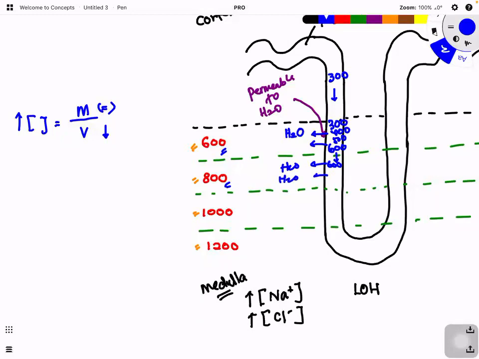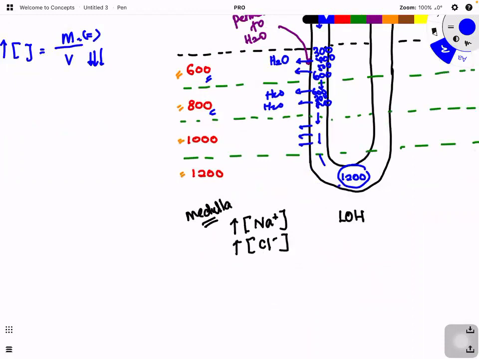So osmolarity increases, the number of solutes increases. Correct or not? Mass is still the same, but volume keeps on decreasing. So concentration continues to increase: 600, 700, 800. Oh, it reaches a dynamic equilibrium, then enters the next region. Water molecules are reabsorbed back. So continuously until the tip here, you will get a very, very concentrated filtrate at this region.